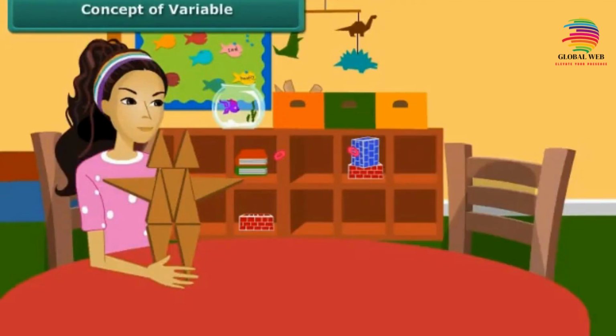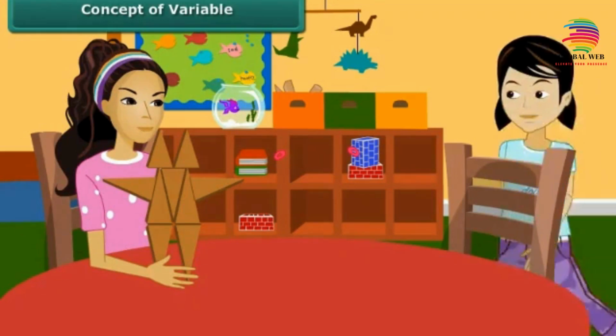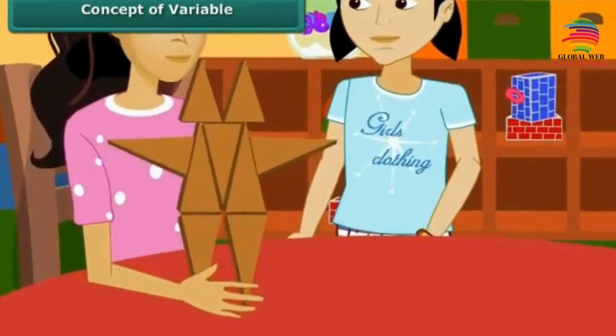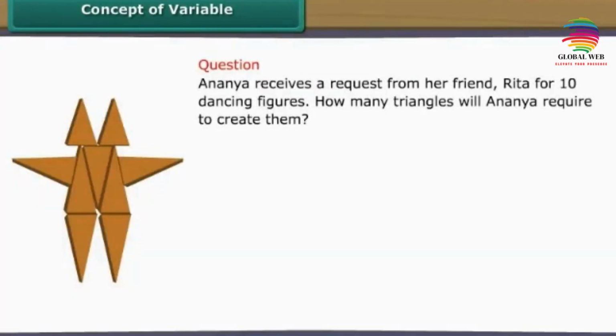Concept of variable. Ananya creates dancing figures using triangles made of wood. One day she receives a request from her friend Rita for 10 such dancing figures. How many triangles will Ananya require to create them? Take a careful look at the dancing figure. Ananya uses 9 triangles to create it.